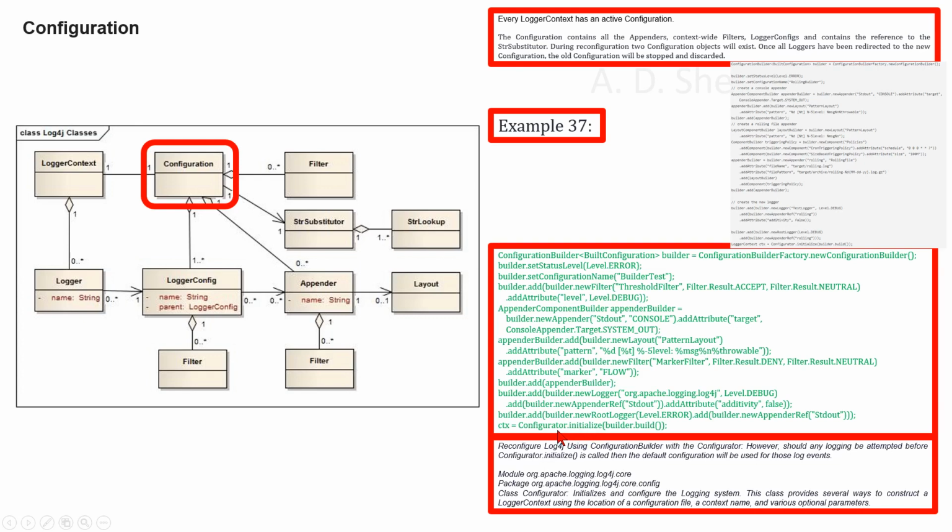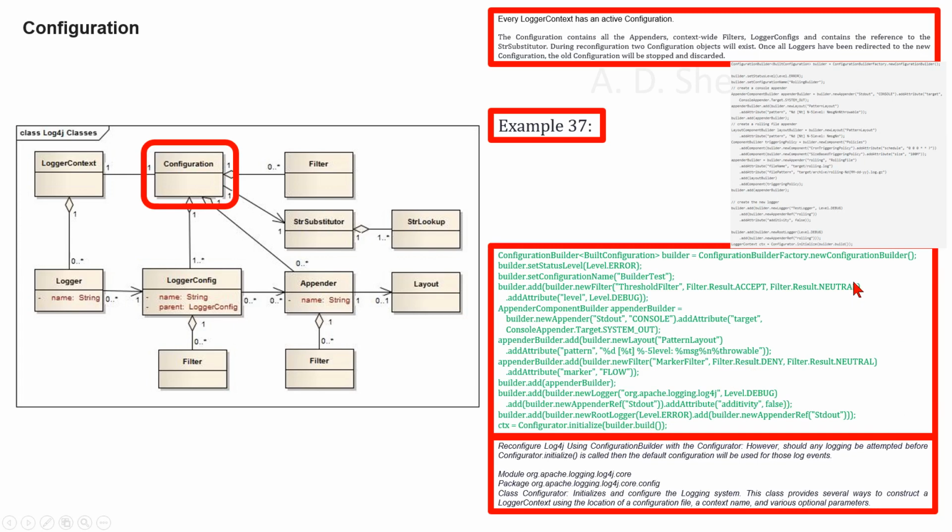The class Configurator in package org.apache.logging.log4j.core.config in module org.apache.logging.log4j.core initializes and configures the logging system. This class provides several ways to construct a logger context using the location of a configuration file, a context name, and various optional parameters. An alternative to a custom configuration factory is to configure with the Configurator.